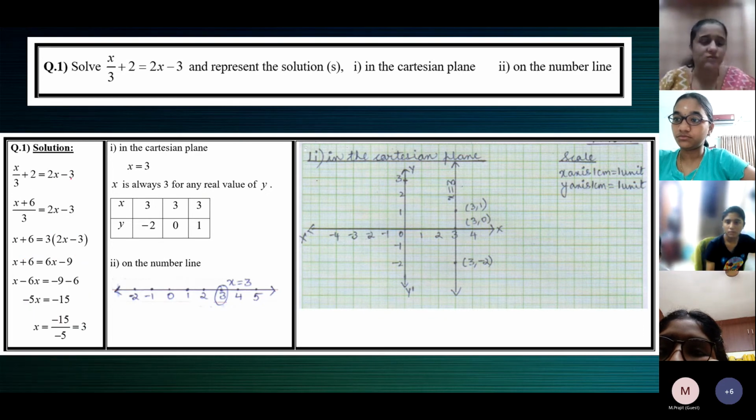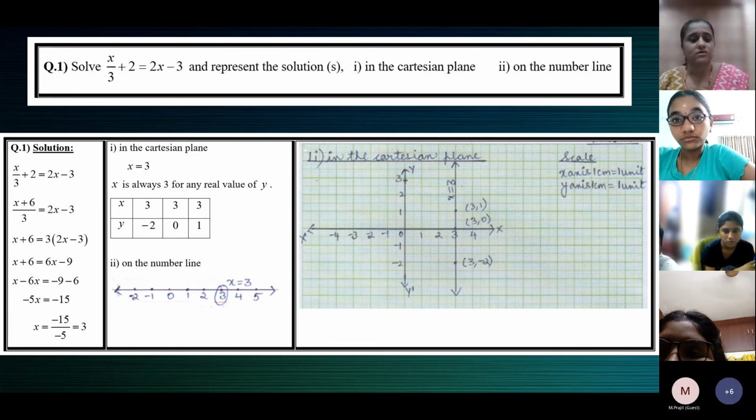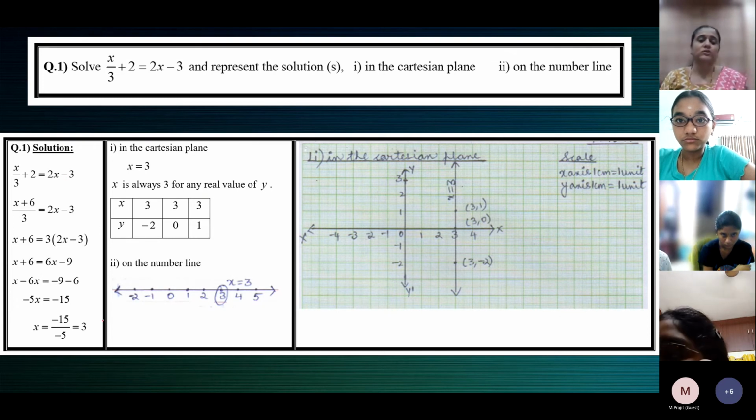So you need to solve the equation every time. Nothing like here you should solve, there you should not solve. No, everywhere. If the equation can be solved, if the equation needs to be simplified, you should simplify the equation. So here you have to solve. So when you solve, you get x is equal to 3.